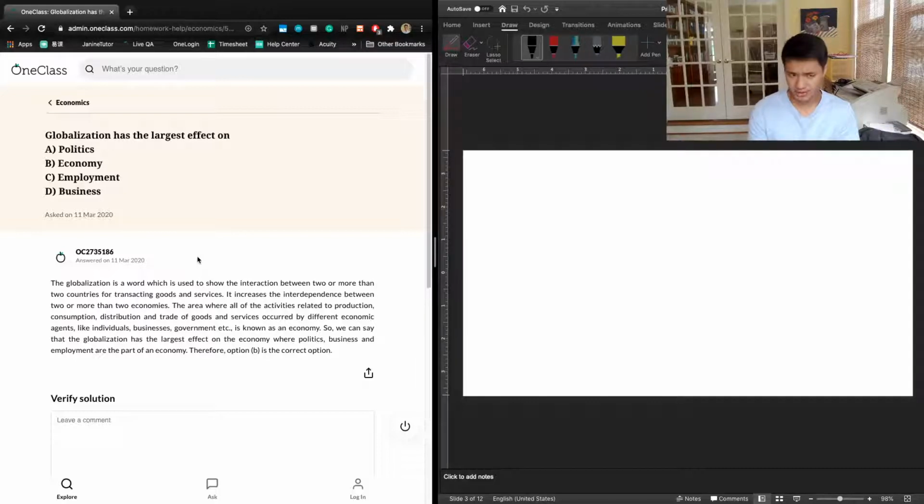Let's take a look at the previous year's answer. Previous year said that globalization is a word used to show the interaction between two or more countries for transacting goods and services. It increases the interdependence between two or more economies. The area where all the activities related to production, consumption, distribution, and trade of goods and services occur by different economic agents like individuals, businesses, and governments is known as an economy. So we can say that globalization has the largest effect on the economy, where politics, business, and employment are parts of an economy. Therefore, option B is the correct option.